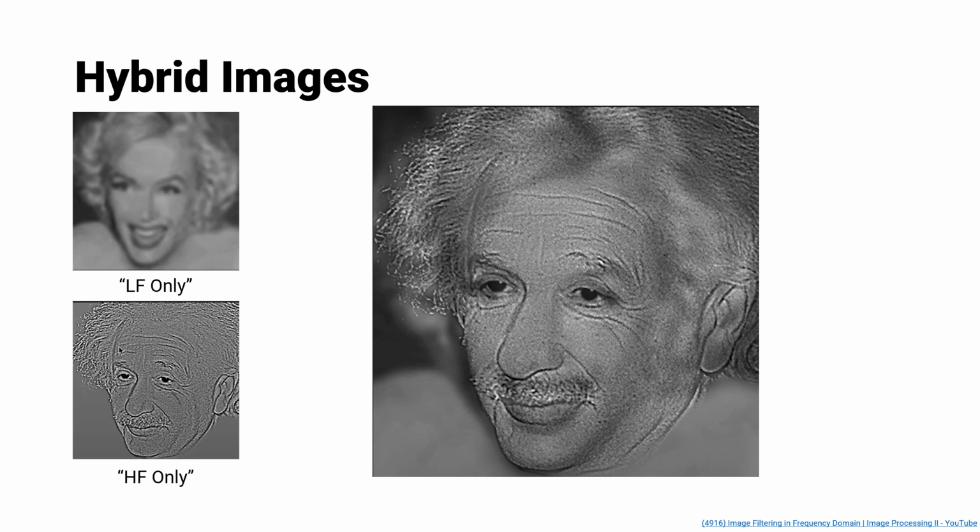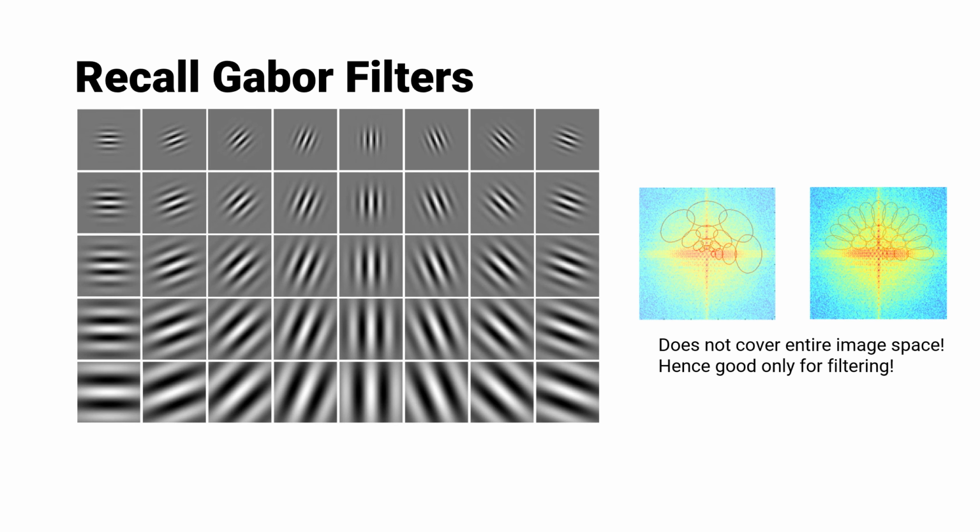Awesome. As we keep going forward, we have these things called the Gabor filters, which essentially model how the human brain processes images. Again, if you take the Gabor filter in the frequency domain of the Fourier domain and plot it in the spectra, you will see that it does not cover the entire image space. So it's not really good for reconstruction, but it's good for filtering, like how we built some filters before.